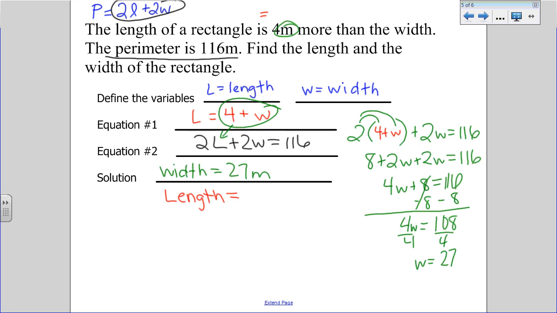All right. I'm going to plug it into equation 1. This one has a little less manipulating. So I'm going to do 4 plus 27. So that should give me 31 meters.